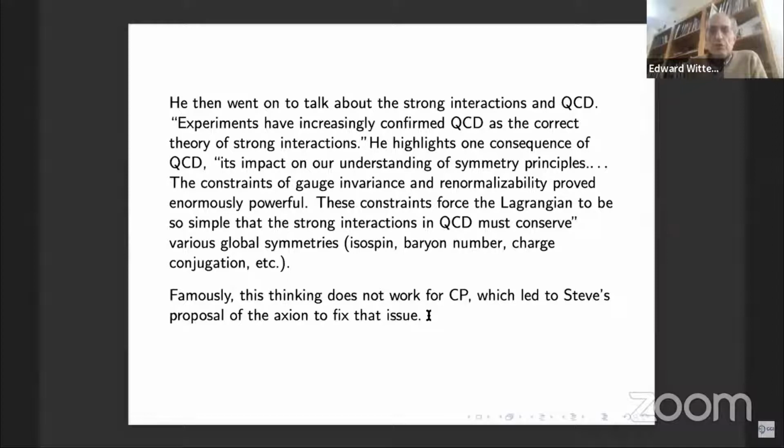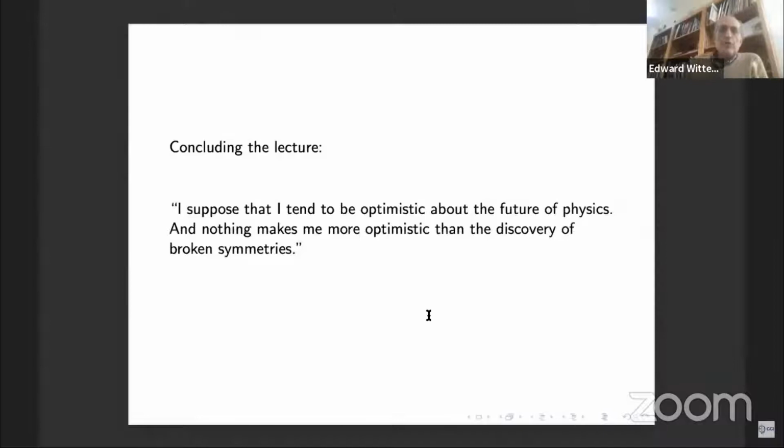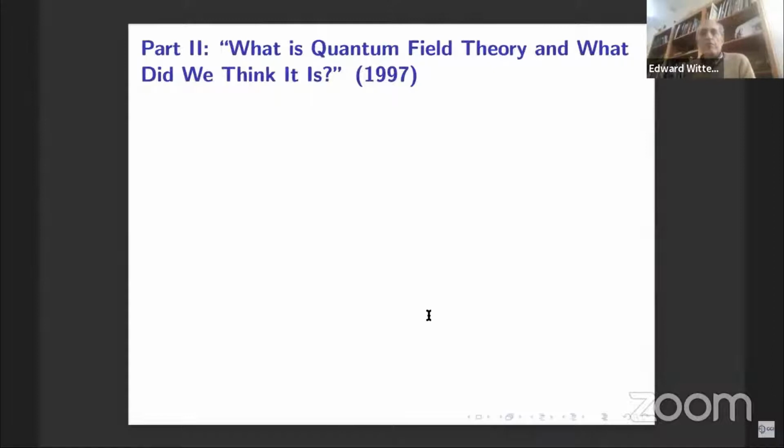Concluding the lecture, he writes, I suppose I tend to be optimistic about the future of physics, and nothing makes me more optimistic than the discovery of broken symmetries. So that's Steve at the Nobel Prize acceptance in 1979. Now we're going to jump ahead almost two decades to what is quantum field theory and what did we think it is?